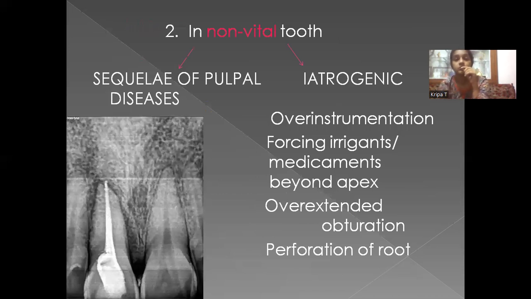In a non-vital tooth, it is usually a sequela of pulpal infection, or it can be iatrogenic during the endodontic treatment, due to over-instrumentation, irrigating or moving the irrigants more apically, taking medicaments more apically, obturation being overextended, or root perforation.